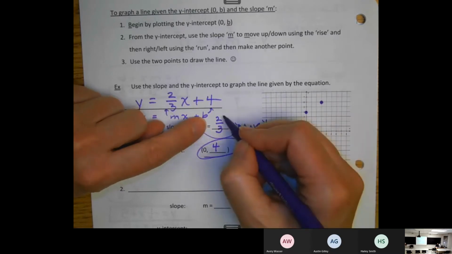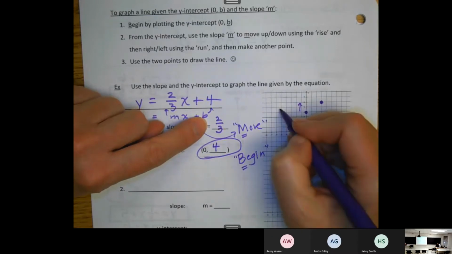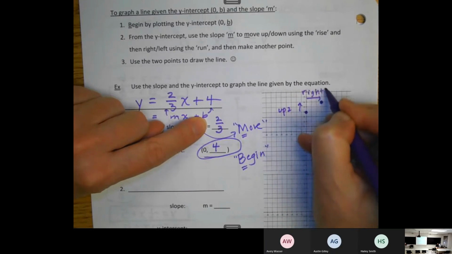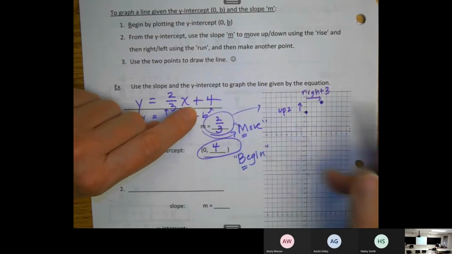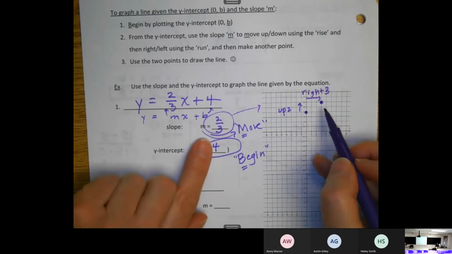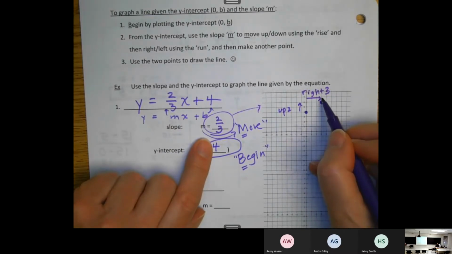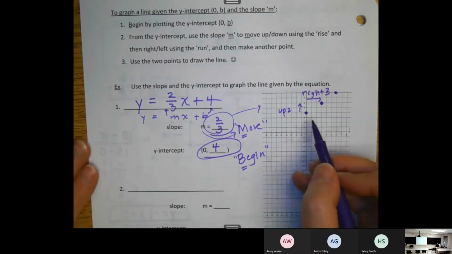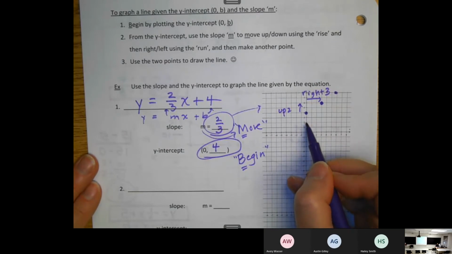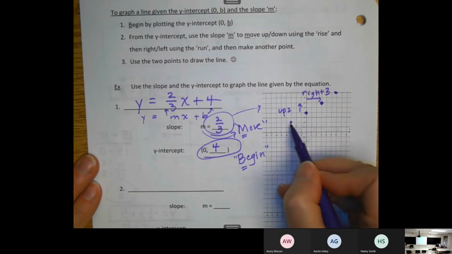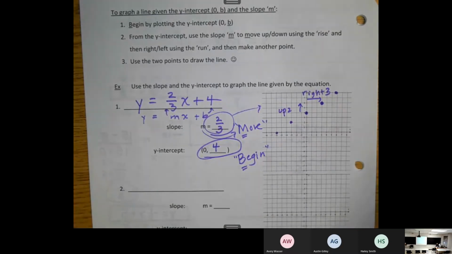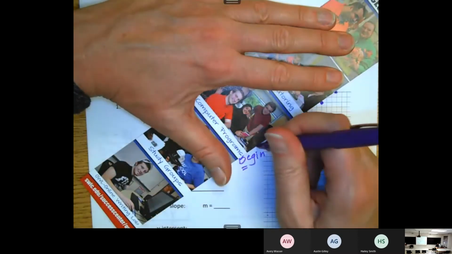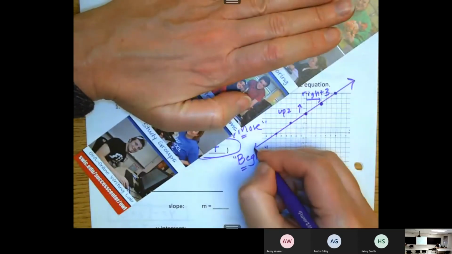So using that slope 2/3 to know that we need to go up 2 and over to the right 3. That pattern's going to continue. So from that new dot, if you wanted to make a few more, you could keep going up 2 to the right 3. Or for that matter, you could completely reverse the pattern. We could go down 2 and to the left 3. All of those points should be on our line. So once you have at least 2, or however many you like, you can connect the dots and draw in the line.